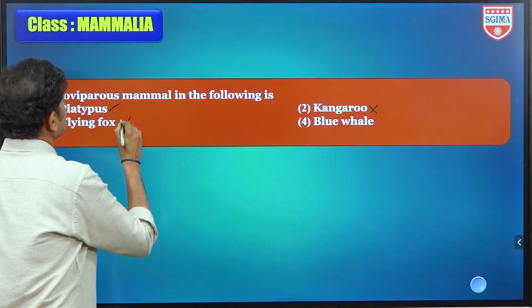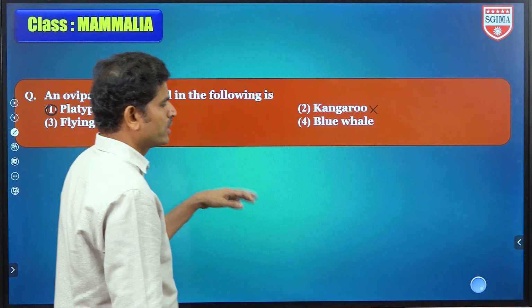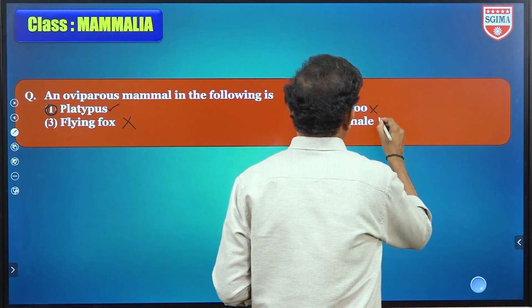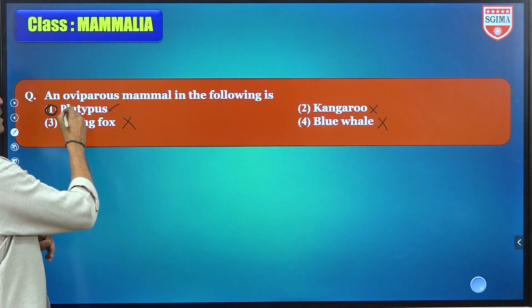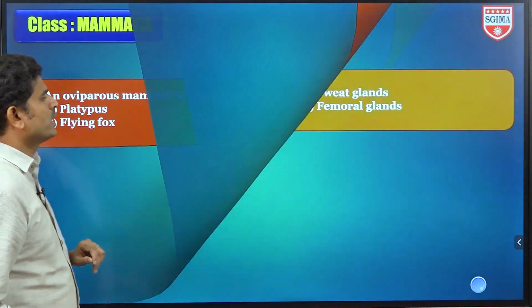Next one is a flying fox. It will give birth to babies. Next one, blue whale. It directly gives birth to babies, not oviparous, viviparous. So the oviparous organism is the platypus only. Next, another question.